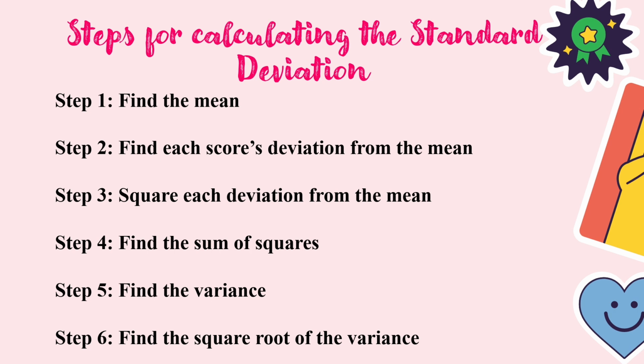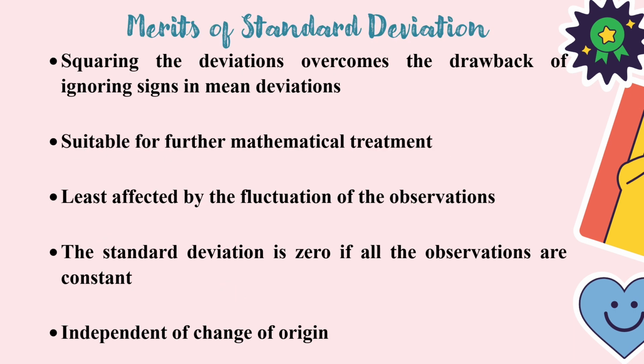To proceed, we will now tackle the merits of standard deviation. For the merits, squaring the deviations overcomes the drawback of ignoring signs in mean deviation. We also have, it is suitable for further mathematical treatment. Then we have, it is least affected by the fluctuation of the observations, and the standard deviation is 0 if all the observations are constant, and lastly, it is independent of change of origin.